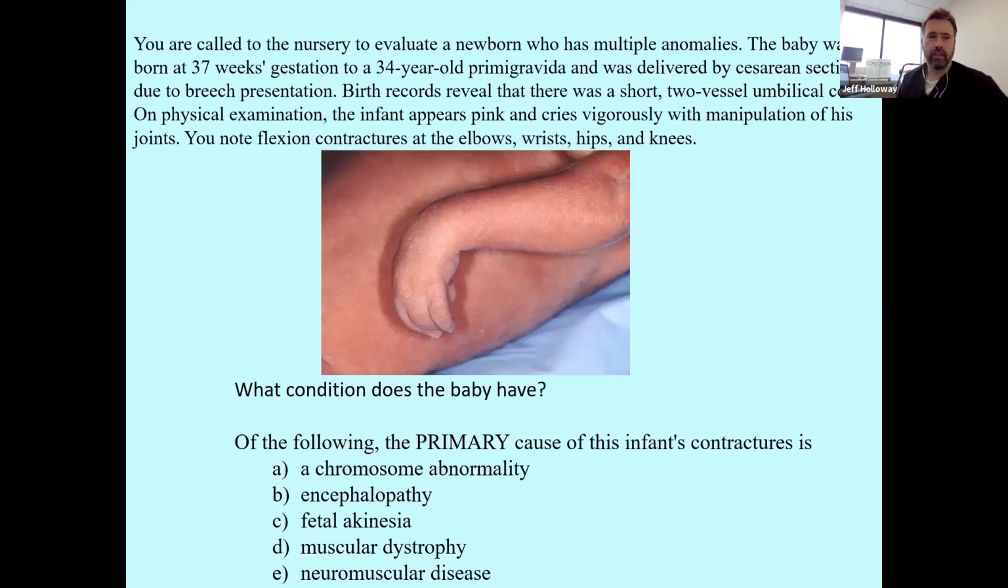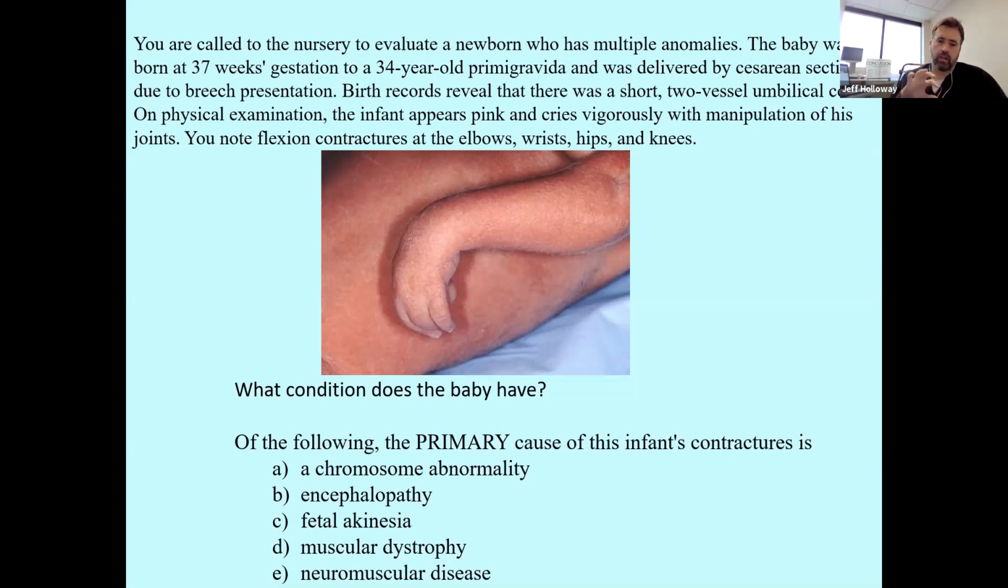Then this one: you're in the nursery and you see a newborn with multiple abnormalities. The baby was born at 37 weeks to a 34-year-old, delivered by C-section, and was a breech presentation. Birth records reveal a short two-vessel umbilical cord. On physical exam, the patient appears pink and cries vigorously. When you manipulate the joints, you see flexion contractures of the elbows, wrists, hips, and knees.